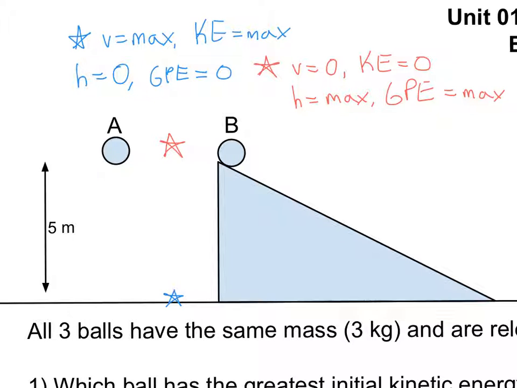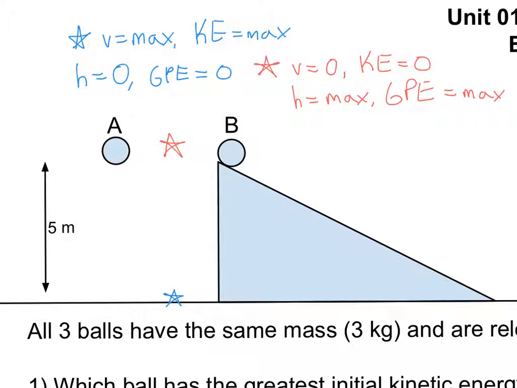I've summarized our 2 points of interest by using these stars here, and we set up here v equals 0, so K equals 0, h max, gravitational potential energy that is max, and as we just discussed, at the bottom here, we have velocity that's maximum, kinetic energy max, height equals 0, so our gravitational potential energy equals 0.